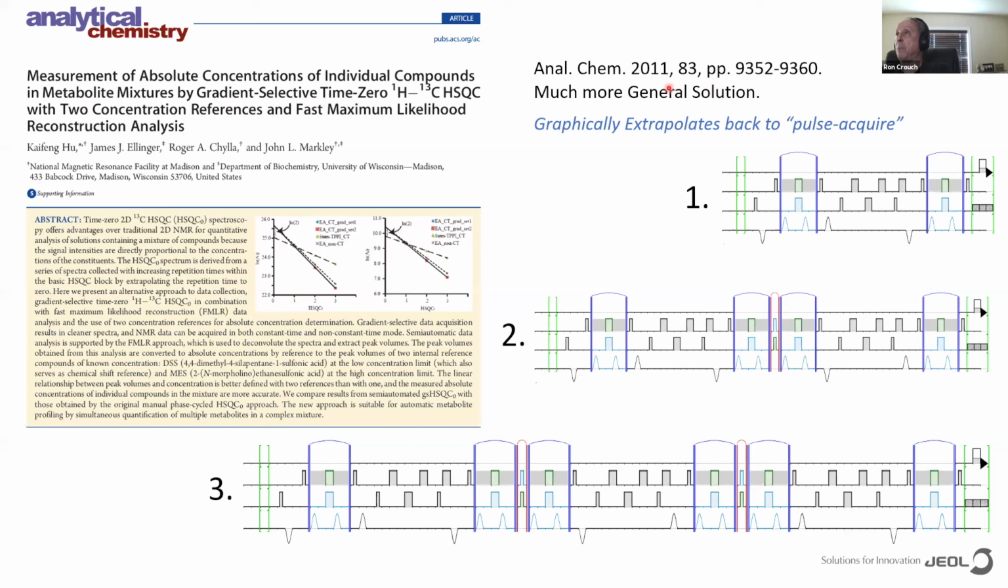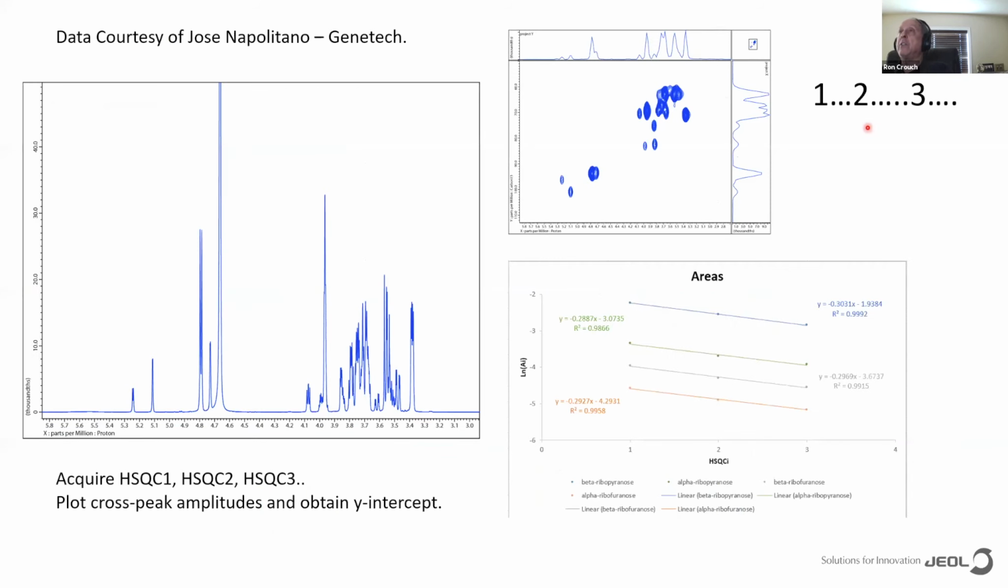And this is a paper from quite some time ago from Markley's group. It's called HSQC0. And so it's an extremely clever idea. We take what is normal HSQC here, but we sort of double it up and then triple it up. So we have HSQC 1, 2, 3, but if we take the cross peak volumes from these three peaks and plot them and look at the y-intercept, we've extrapolated to 0. And what is 0? 90 pulse acquire. So it's a very general thing.